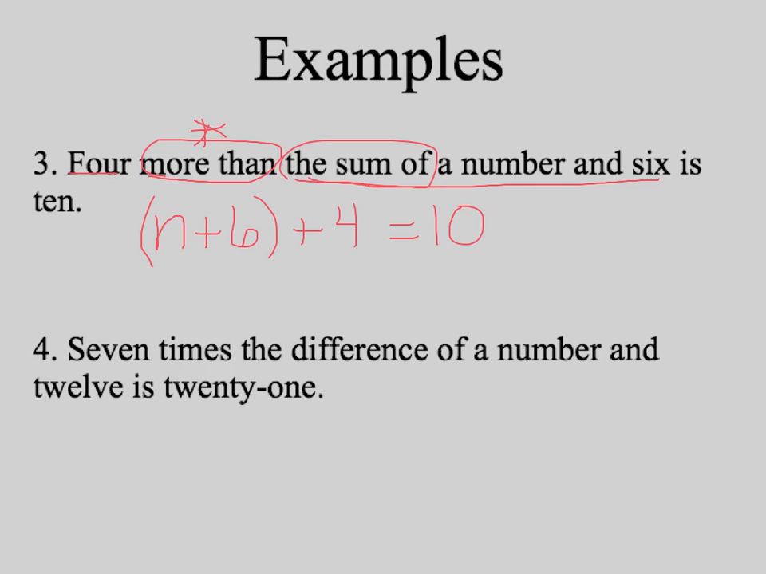Number 4, 7 times the difference of a number and 12 is 21. 7 times what? The difference of a number and 12. That means we're taking the difference of a number and 12, and we are going to multiply that by 7. And that is equal to 21.